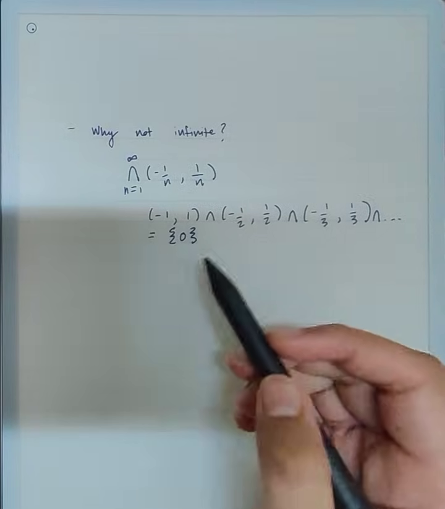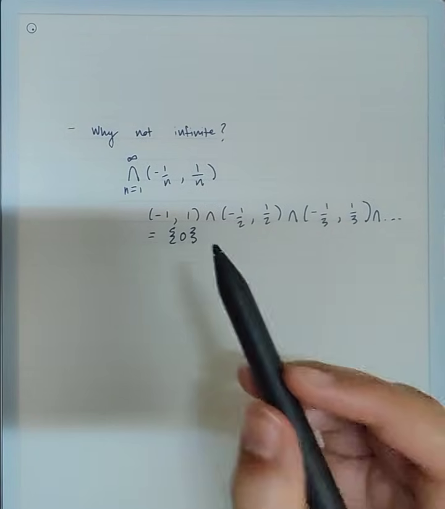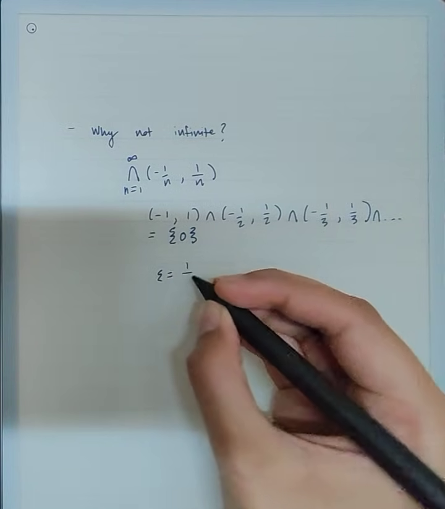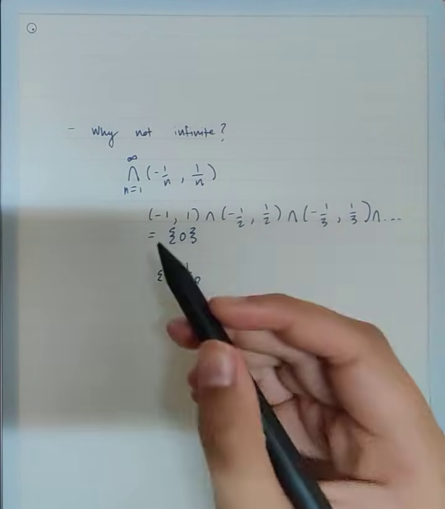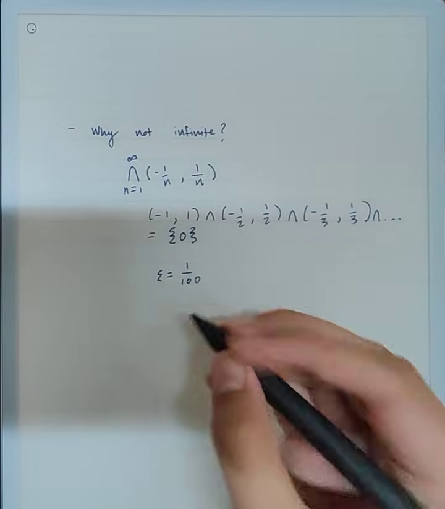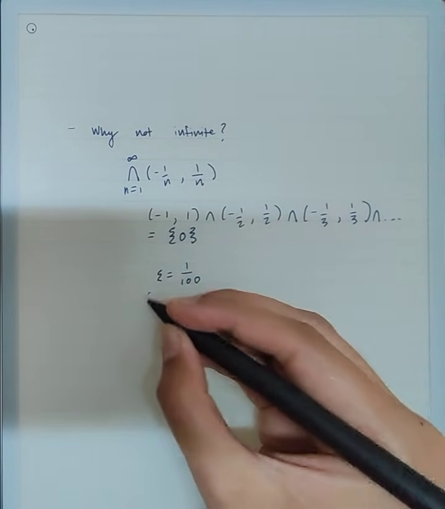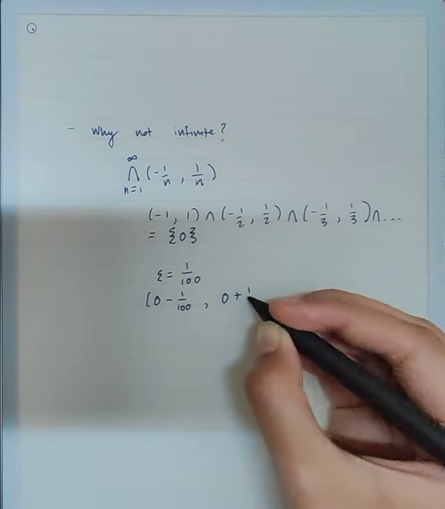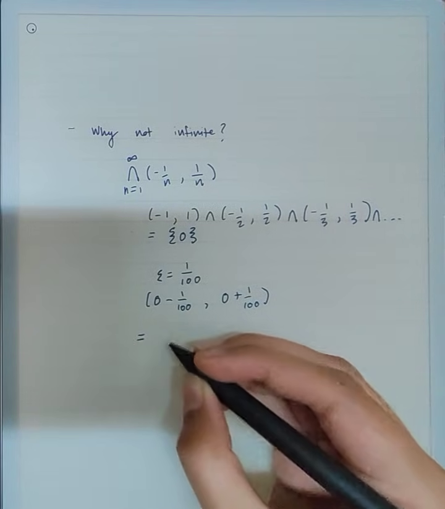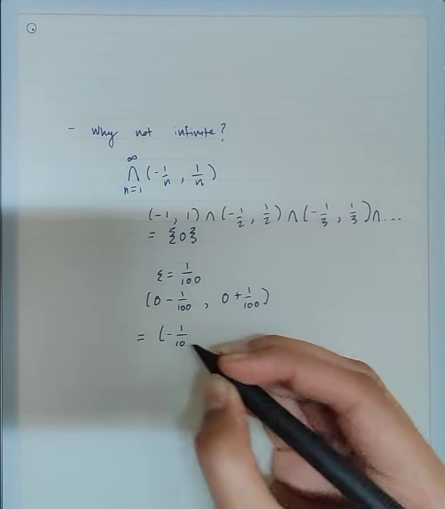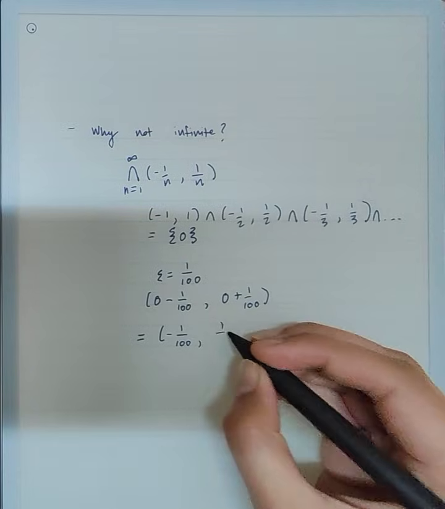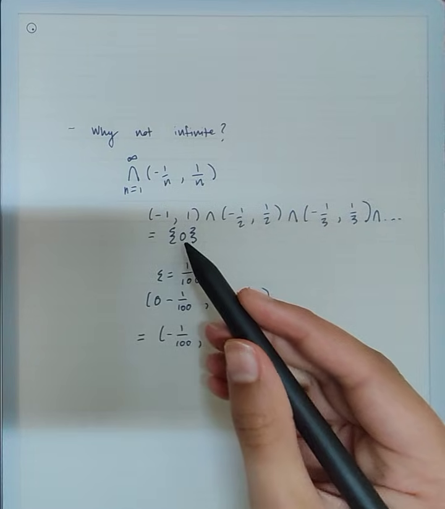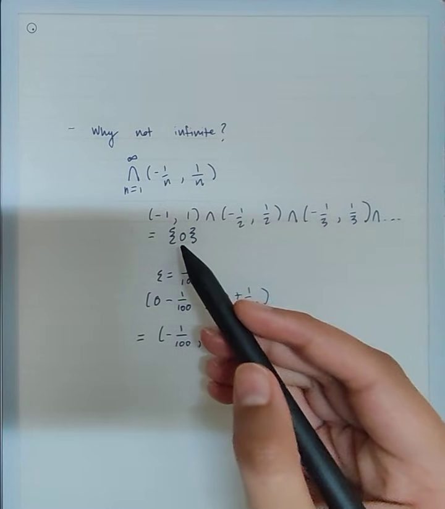Now, this set is not open because even if I take a super small epsilon value, if I let epsilon be equal to 1/100, then that interval will not be contained around 0. So what will that interval be? I'll have 0 minus 1/100 to 0 plus 1/100, which if we simplify it, is just -1/100 to 1/100. And this interval is not contained within this set. Therefore, {0} is not open.